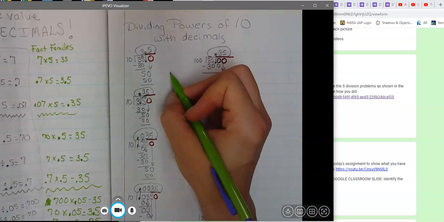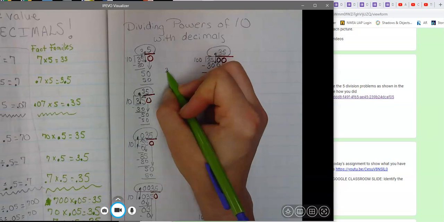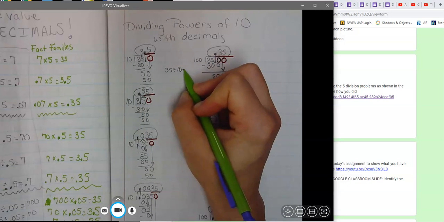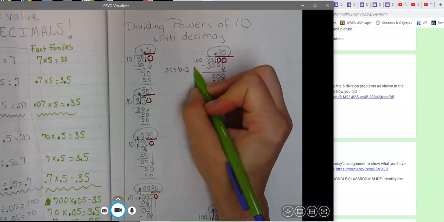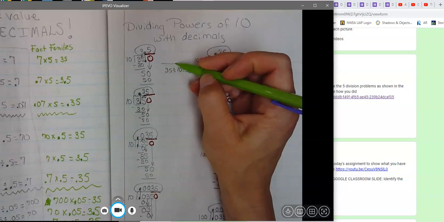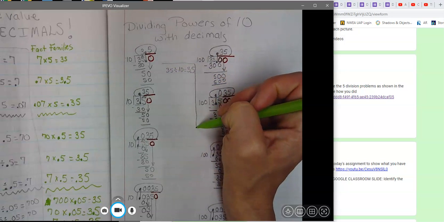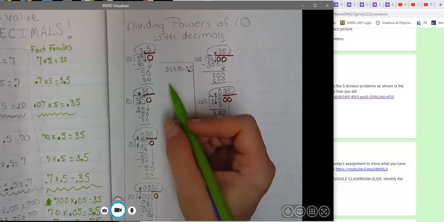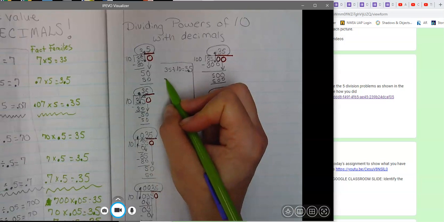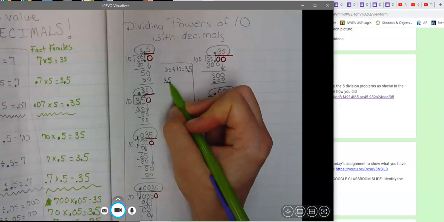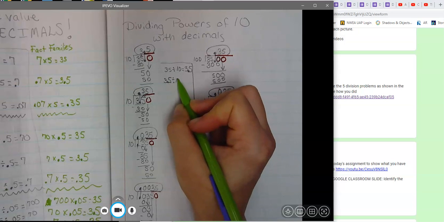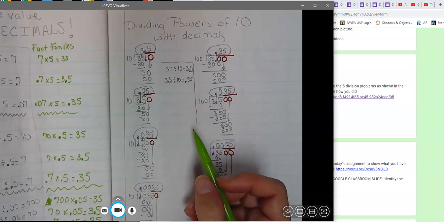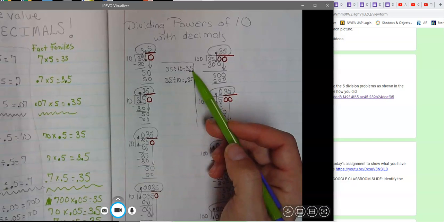This problem was 35 divided by 10, and the answer was 3 and 5/10. I probably started over a little bit too close to this side, didn't I? Make sure the decimals can be seen very easily. The next problem then was 3 and 5/10 divided by 10, and that came out to be 35 hundredths. So look at what happened to the decimal between these two.